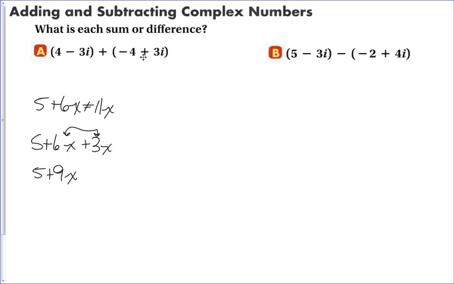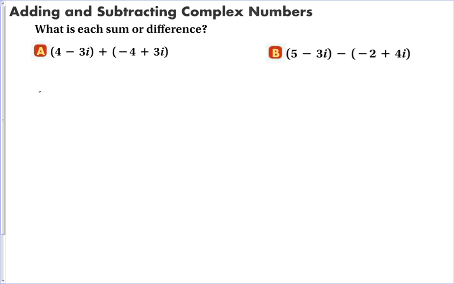That's the same thing with imaginary numbers. You add the real parts and then you add the imaginary parts and you keep them separate. You can't add them together, just like you can't add these together. 5 plus 9x, you can't add that together and get 14x. So i's work the same way.